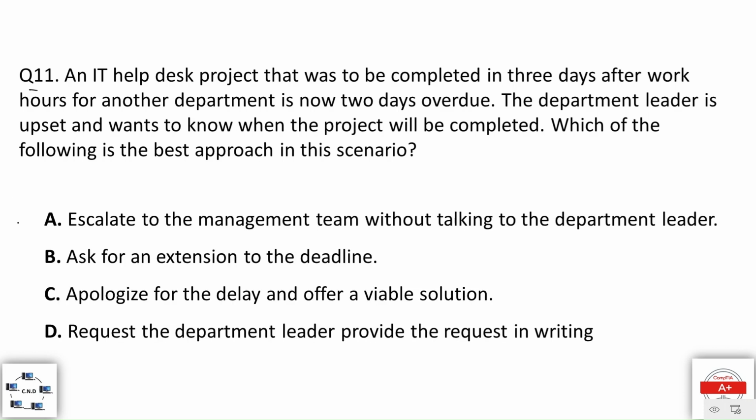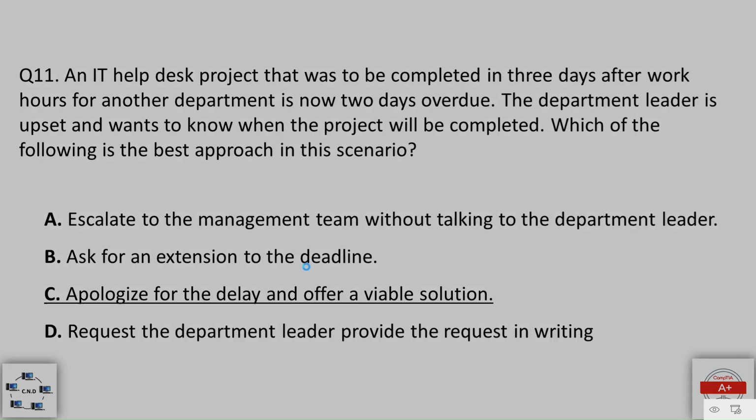And the options are option A, escalate to the management team without talking to the department leader. Option B, ask for an extension to the deadline. Option C, apologize for the delay and offer a viable solution. And option D, request the department leader provide the request in writing. And the correct option is option C, apologize for the delay and offer a viable solution.